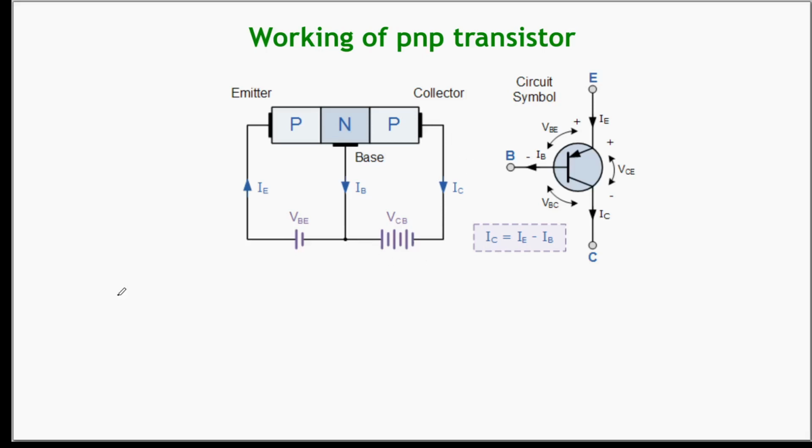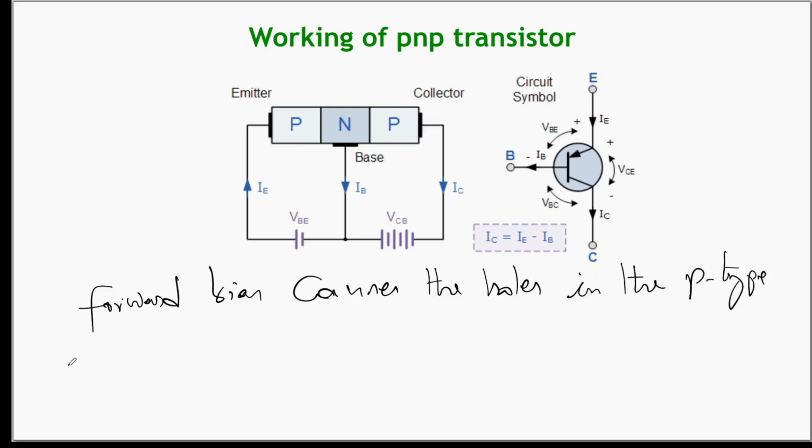The forward bias causes the holes in the P-type emitter to flow toward the base.